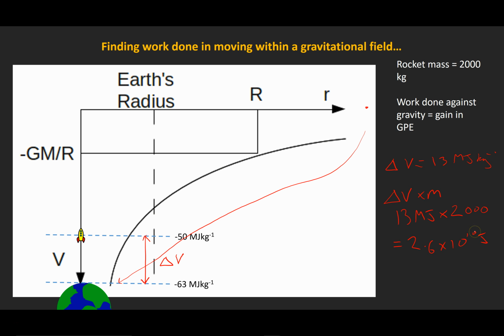So if you ever see people talking about gravitational potential difference, it literally just means what is the difference in gravitational potential from one point in a field to another. If my rocket was going up here, I would find that gravitational potential difference. That tells me how much energy I need to put into 1 kilogram to get it that high, times it by the mass of my object, and it tells me how much energy I need to put in to my whole object to get it that high.